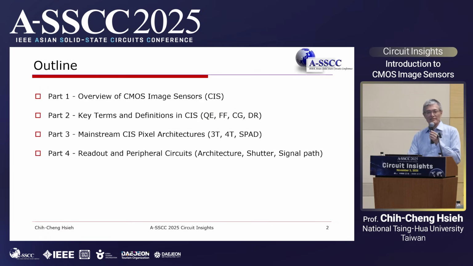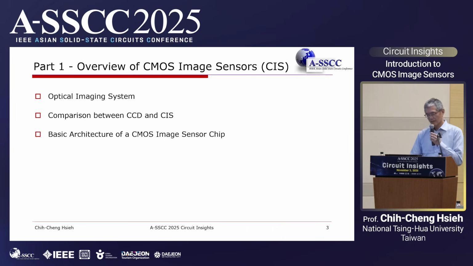There will be four parts, and the first part will be the overview. Then I will introduce some key terms and the parameters which describe the performance of CMOS image sensors. Then I will introduce some mainstream CMOS image sensor pixel architectures. Finally, we will go into some circuits, including the array and the peripheral blocks. Okay, let's start with part one.